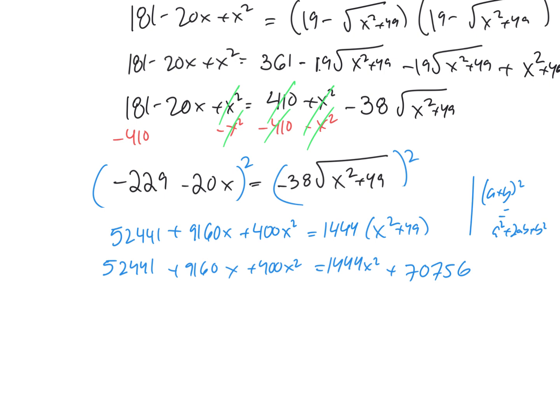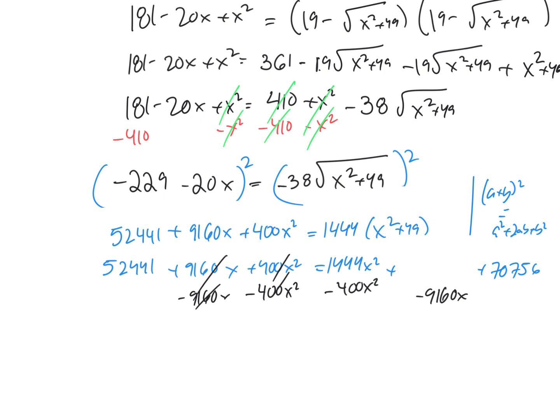And actually, here, I'm going to leave some space here. So what was that? That was 70,756, just so that we can put our x squared term, then our x term, then our constant term. So it's lined up the way that we expect it to be lined up for that quadratic formula. So minus 400x squared, minus 400x squared. Minus 9160x. I'm going to put this in that blank space. Those will cancel. And then minus 52,441. Minus 52,441.